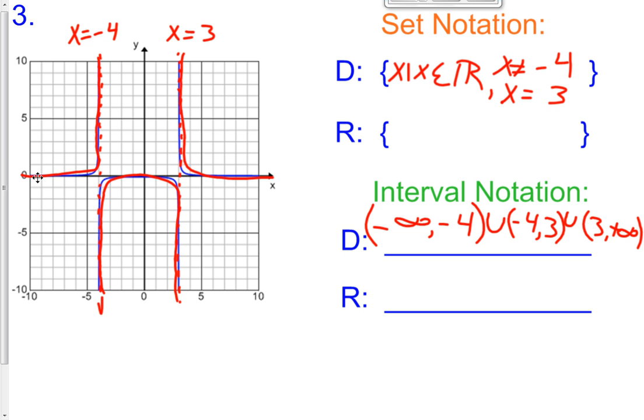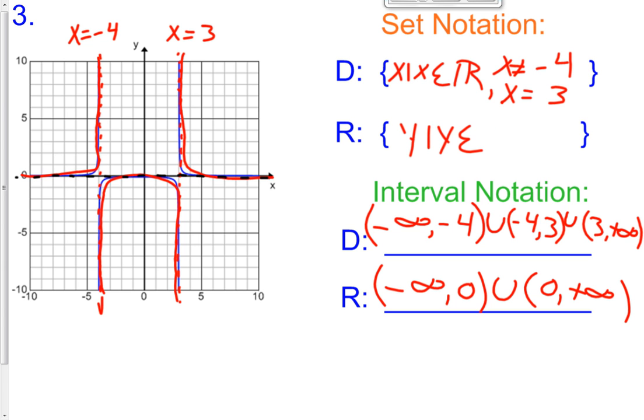There's only one horizontal asymptote, and that horizontal asymptote is the x-axis, which is the line y equals 0. So it goes from negative infinity till 0, union 0 to positive infinity. So y such that y belongs to all of the real numbers, except y cannot equal 0. And there is your answer for problem number 3. Last one, problem number 4.